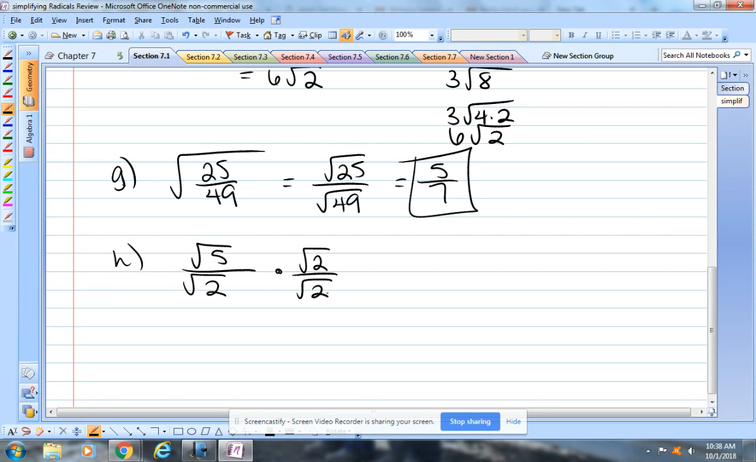Okay? And then to multiply fractions, we multiply straight across, left to right, numerators and denominators. And when you're multiplying radicals, you multiply insides with insides and outsides with outsides. And these are all insides. So radical 5 times radical 2 will be radical 10 over radical 2 times radical 2 is radical 4. Now, is there a square other than 1 that goes into 10? So radical 10 will be left radical 10.